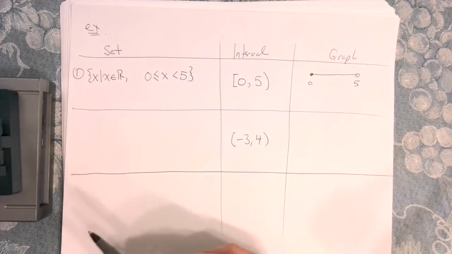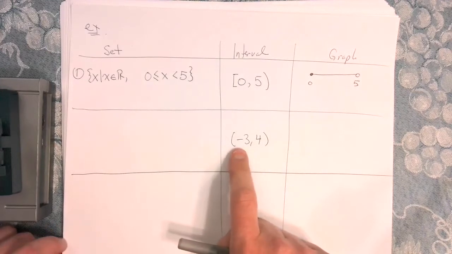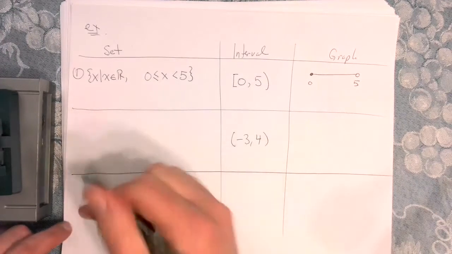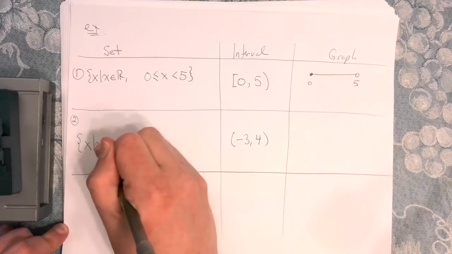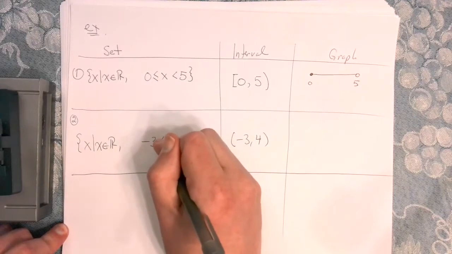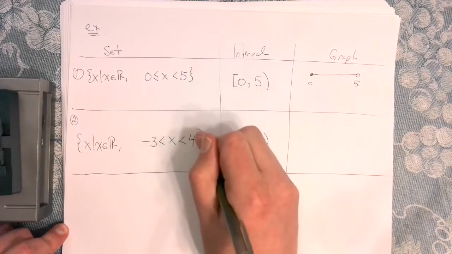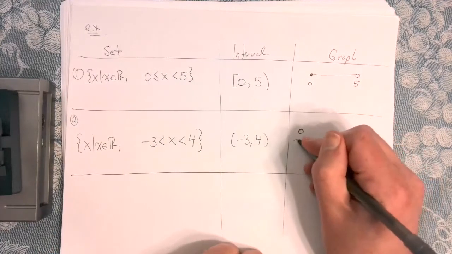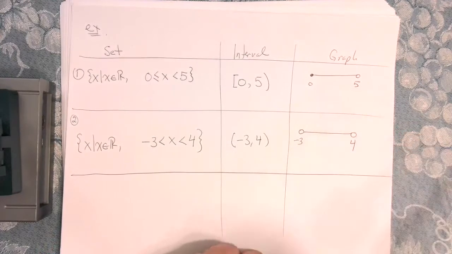Okay, so assuming you've done that, let's go over this. We want to exclude 3, so that's a strict inequality. And we want to exclude 4, that'll also be a strict inequality. So hopefully for number 2, you've got the set of all x's such that x is a real number, x is strictly greater than -3, and x is strictly less than 4. And let's see how you did on your graph. So we want to exclude both endpoints, so it should look something like this.